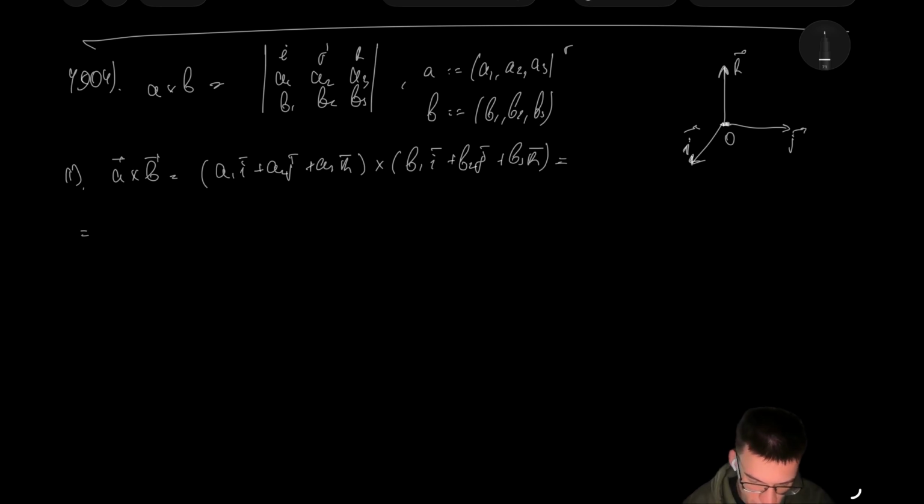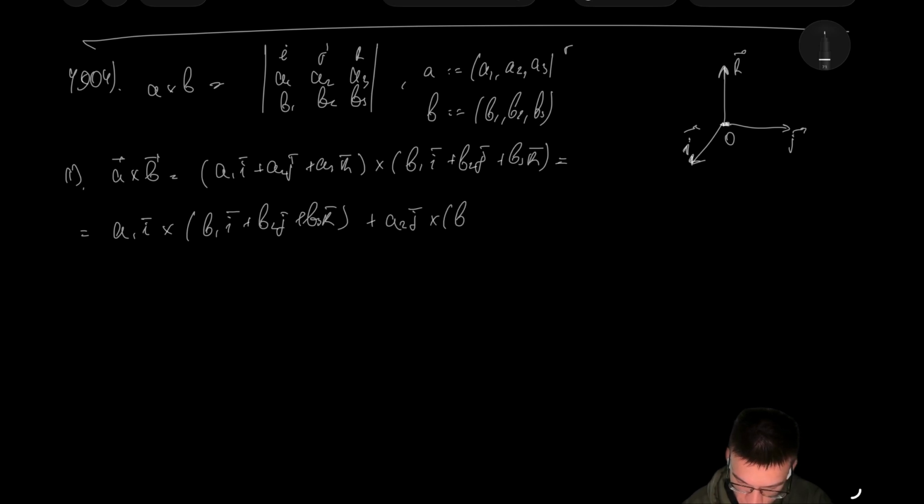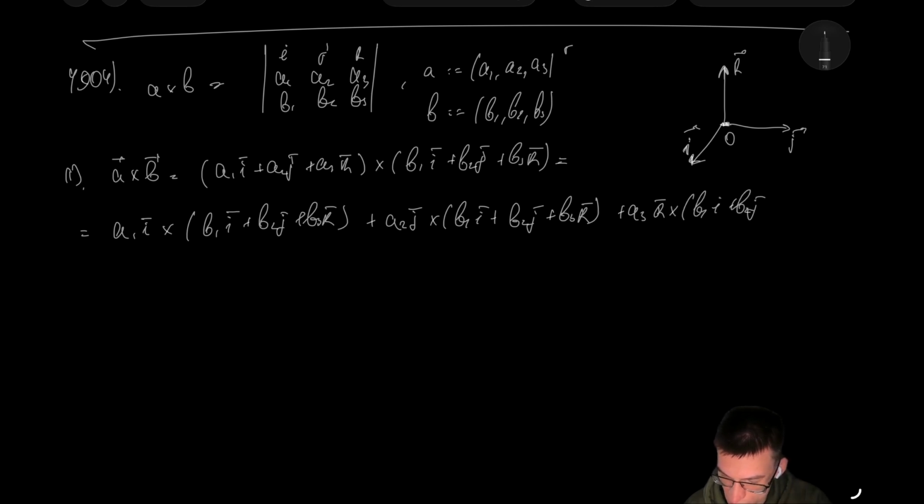And of course, we know that there is a distributive property between them, so we can redistribute this decomposition into the following formula. We can say that this is essentially a1 i cross product of (b1 i plus b2 j plus b3 r), plus a2 j cross product (b1 i plus b2 j plus b3 r), plus a3 r cross product (b1 i plus b2 j plus b3 r). And now we just have to simplify that.